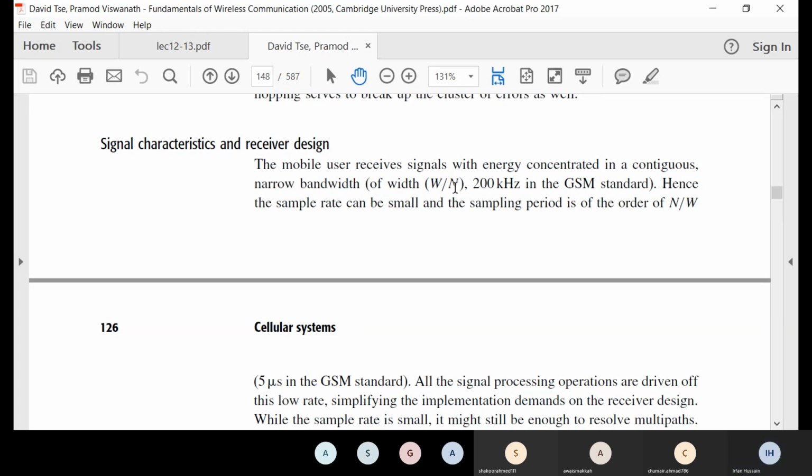Why? Why N over W? Because you can see, this is W over N. W over N is the bandwidth. Bandwidth is W, so your baseband signal is of a bandwidth of W. So what is the sampling? It is 1 over W, or more specifically 1 over 2W.